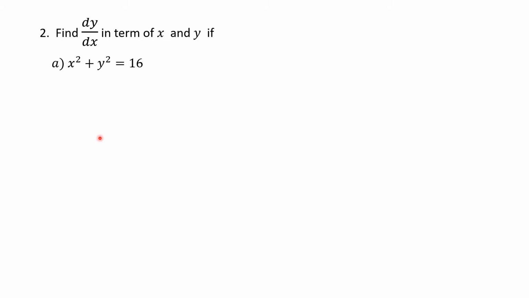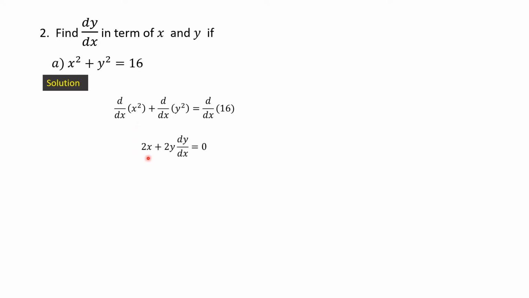Number 2a, also we differentiate every term with respect to x. Differentiate x squared with respect to x, we get 2x. Differentiate y squared with respect to x, 2y dy/dx. 16, you get 0 here. So 2y dy/dx equal to negative 2x. So now dy/dx equal to negative x over y.